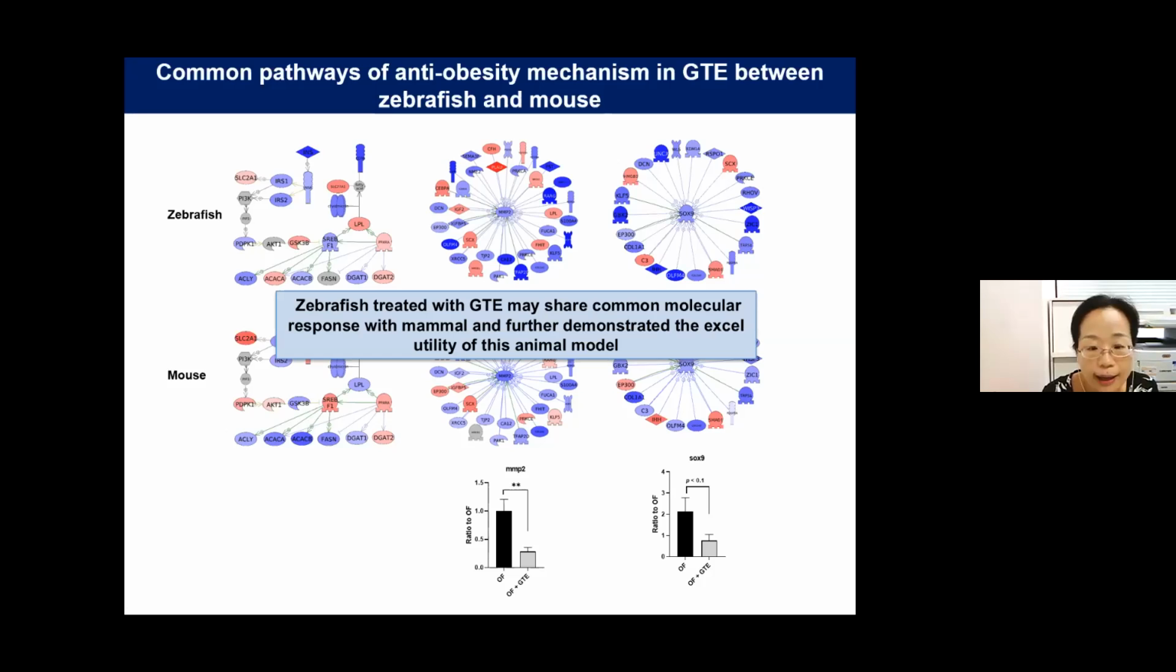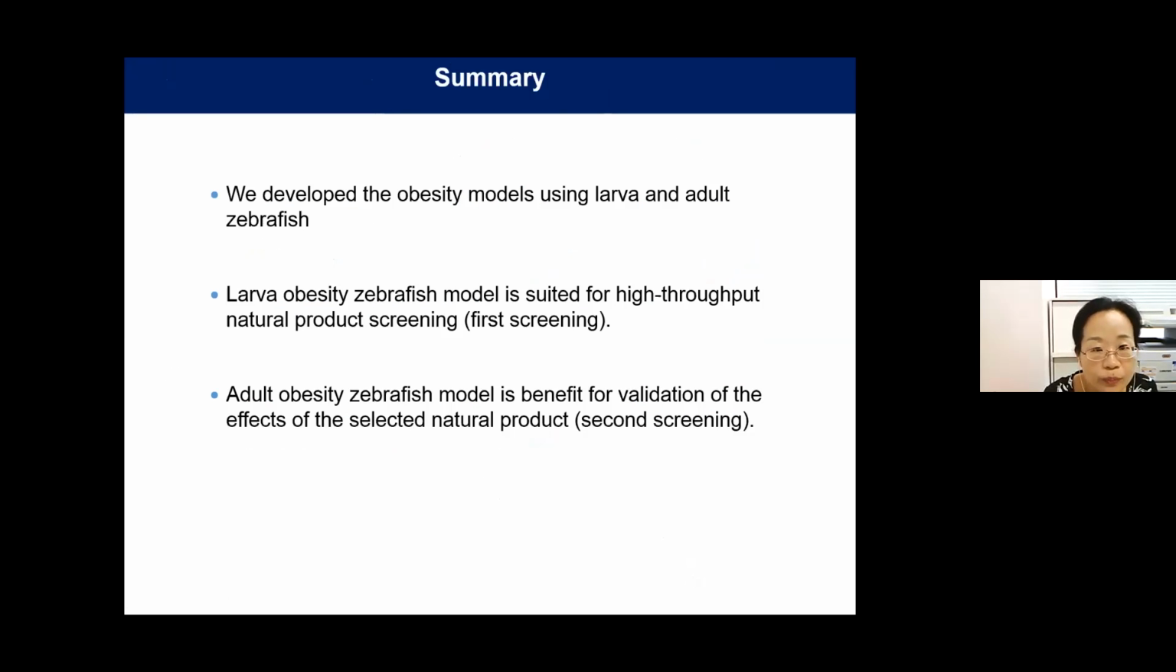So in summary, we developed obesity models using larval and adult zebrafish. The larval obesity zebrafish model is suited for high-throughput natural product screening as a first screening, and the adult obesity zebrafish model is beneficial for the validation of the effects of the selected natural product.